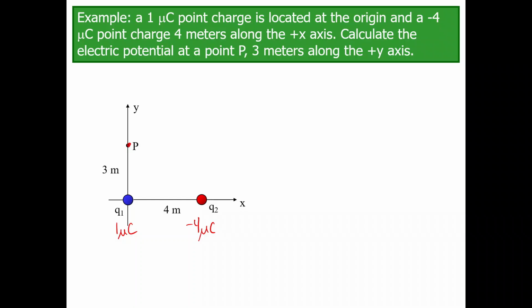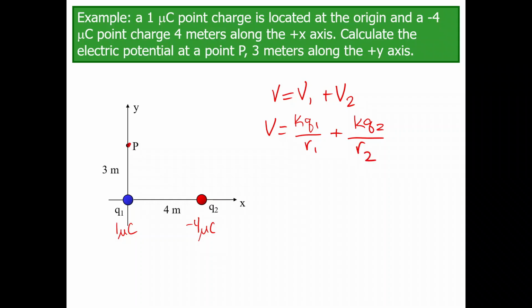What's wonderful about working these problems in potential rather than with electric fields or electric forces is that potential is a scalar. So there are no vectors to draw and no x and y components. We just have to make sure that we are using the correct variables in the correct locations. My potential is going to be the sum of the potential due to Q1 and the potential due to Q2. The potential due to Q1, just our point charge, is KQ1 over R1, and V2 is KQ2 over R2.